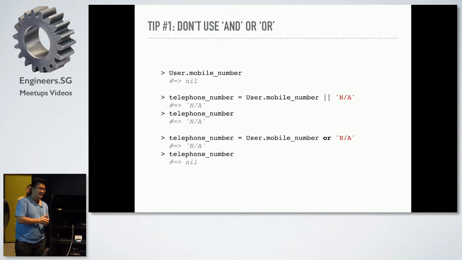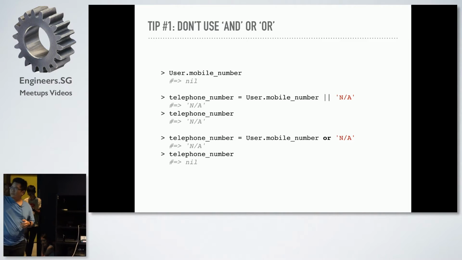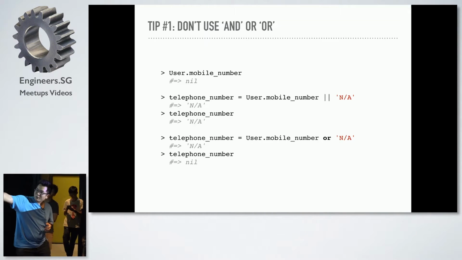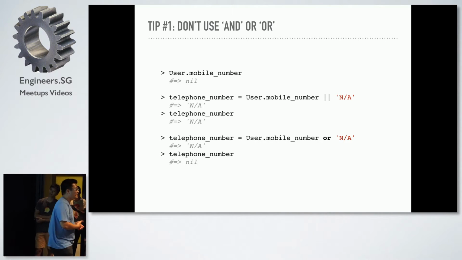As you can see here, I have a user object and it has a mobile number which returns nil. I use that to assign to a variable telephone number. If I use the pipe, then it assigns the string. But if I use the keyword or, then telephone number, the variable, doesn't actually get assigned the value.